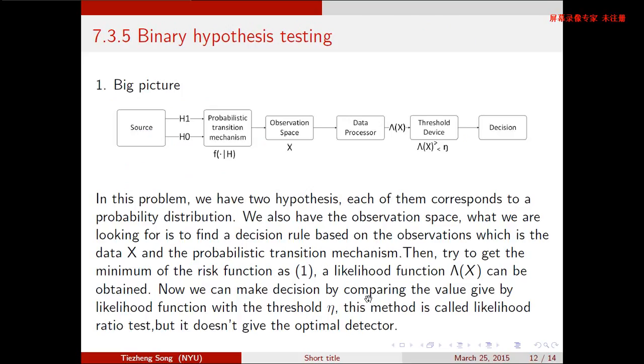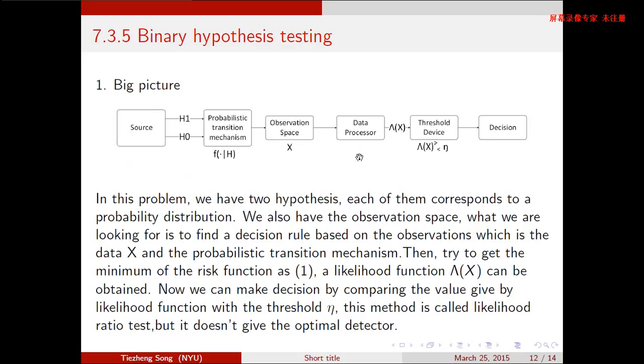So the last thing I want to talk about is the binary hypothesis testing. This is a big picture. First, we have two hypotheses on the source. The second, we need this probability transition mechanism, which is the probability distribution given the hypothesis. So this is the observation space, which is the data we collected.